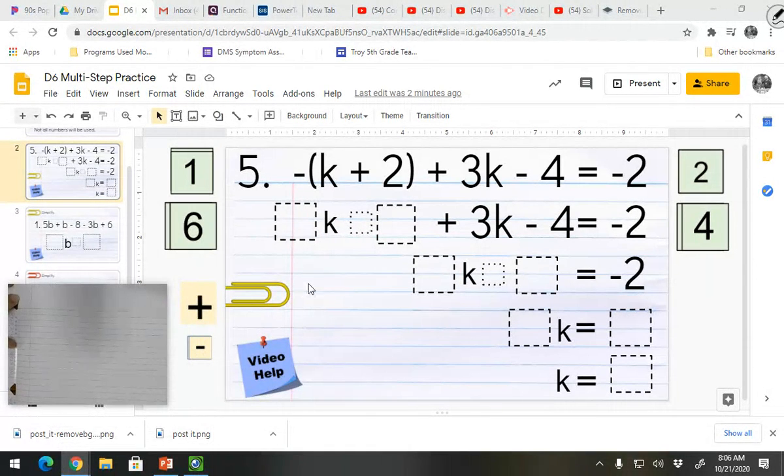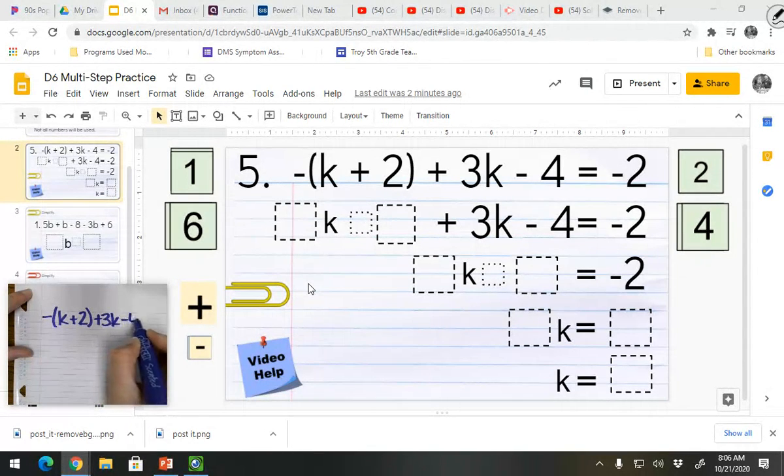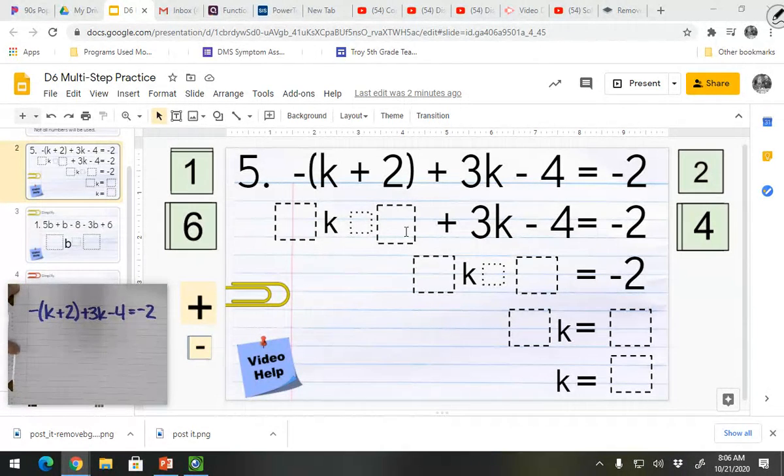All right. So what I am going to do is use a separate sheet of paper and write down my problem. So I'm going to say negative quantity k plus 2 closed quantity plus 3k minus 4 equals negative 2. And I'm going to work hand in hand with what's on my computer and what's on paper.